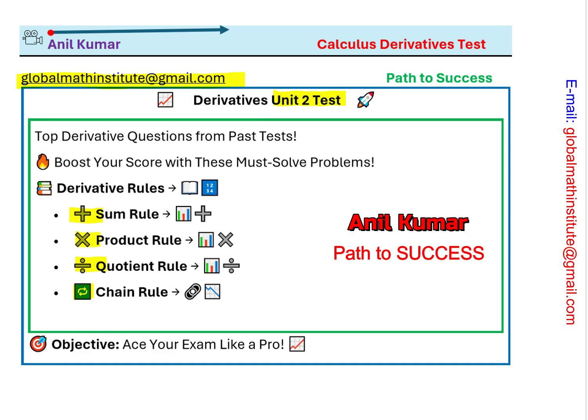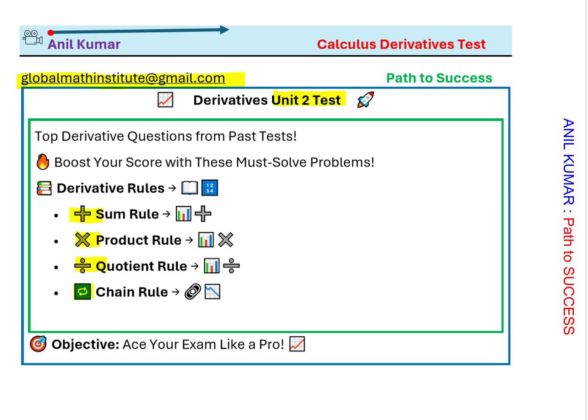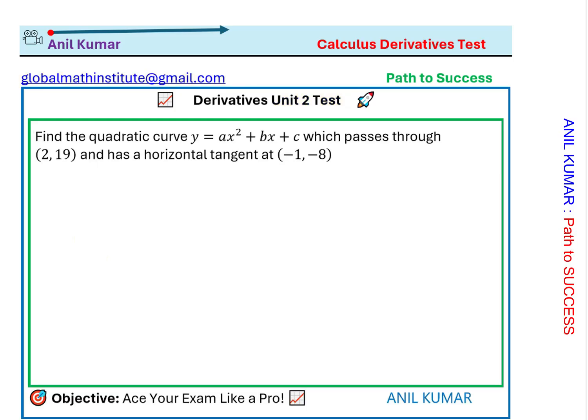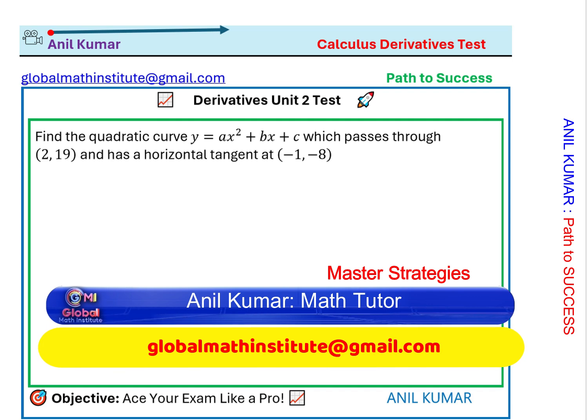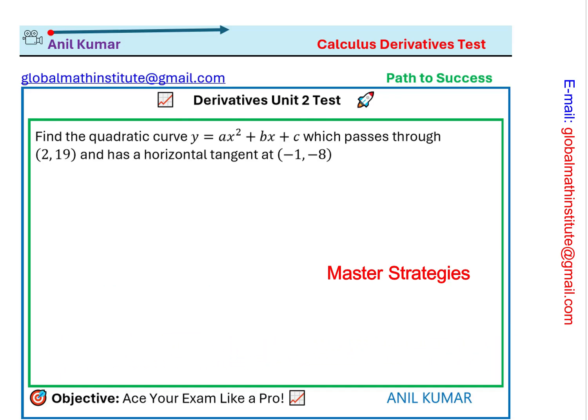Great. So, in this particular section, I'm going to share with you a very beautiful question, which is seemingly simple, from this list of 10, which is: find the quadratic curve y equals ax squared plus bx plus c, which passes through (2, 19) and has a horizontal tangent at (-1, -8). Now remember, in this particular function, we are given three unknowns a, b, and c. And if you really want to find exact values of these three unknowns, you should have three equations. So look for the three equations which you can create.